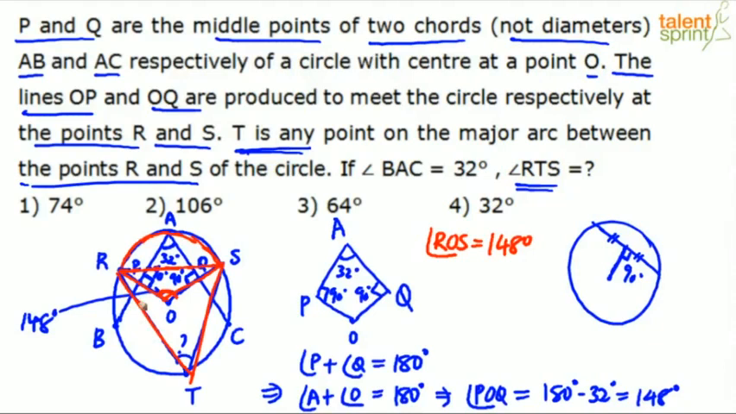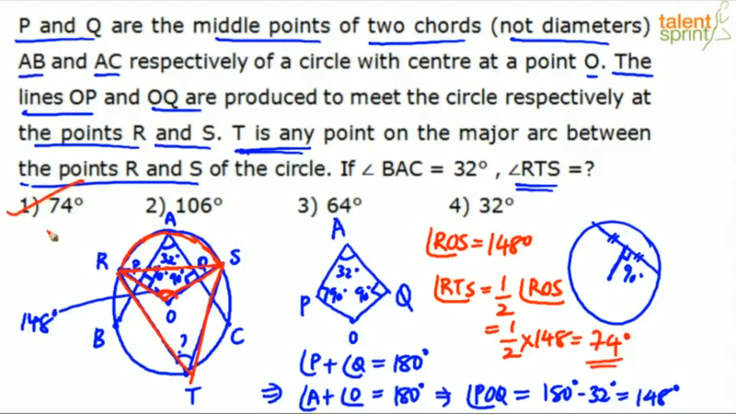It will be the same. If angle ROS is 148, can you say angle RTS should be half of 148? Yes. Because RS is like a chord. The angle made by the chord at the center will always be twice the angle made by the chord at any point on the circle, on the major arc. You getting it? So we can now conclude that angle RTS should be half of angle ROS. So half of 148 is equal to 74 degrees. So option 1 would be the correct answer.